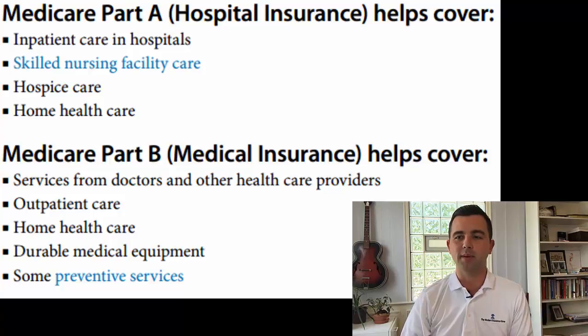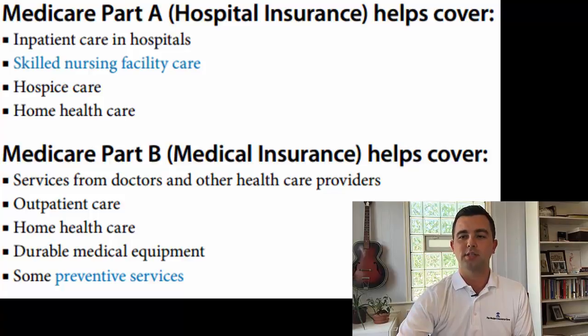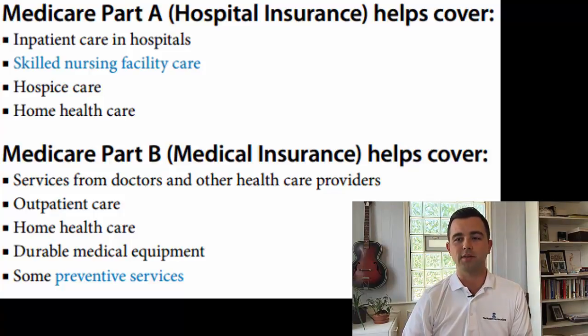So let's look here at Medicare Part A. You can see it's hospital coverage, pays for inpatient care in hospitals, skilled nursing facility, hospice care, and home health care. Part B, the medical insurance, covers services from doctors, so anything outside of a hospital, outpatient care, home health care, durable medical equipment, and preventative services.